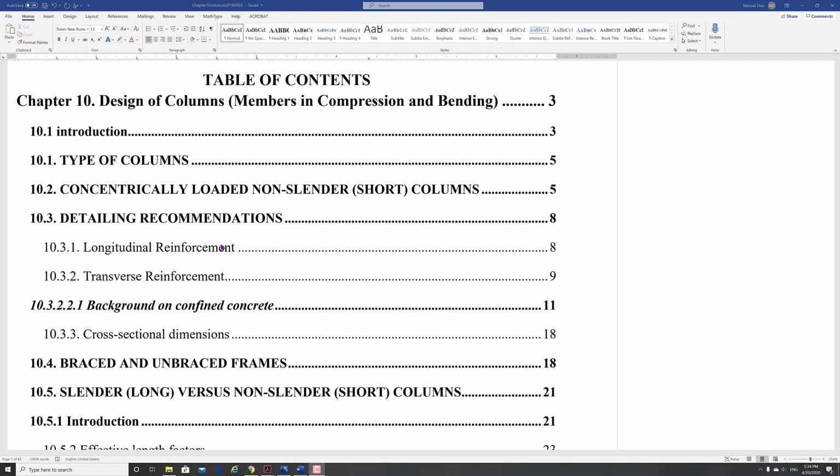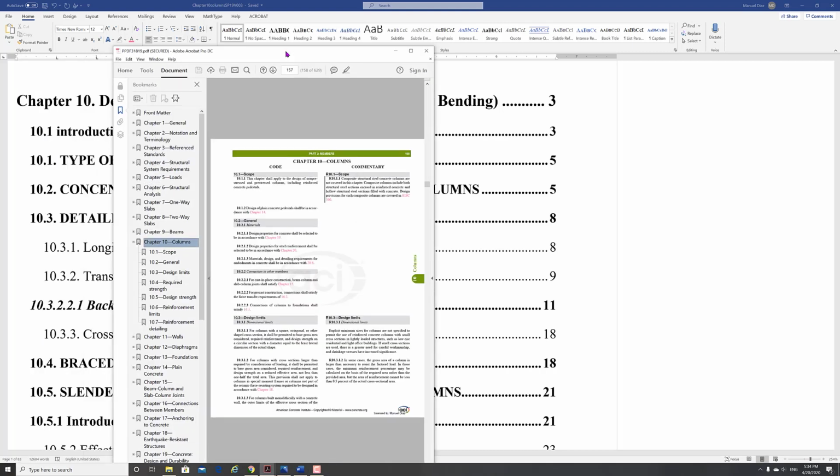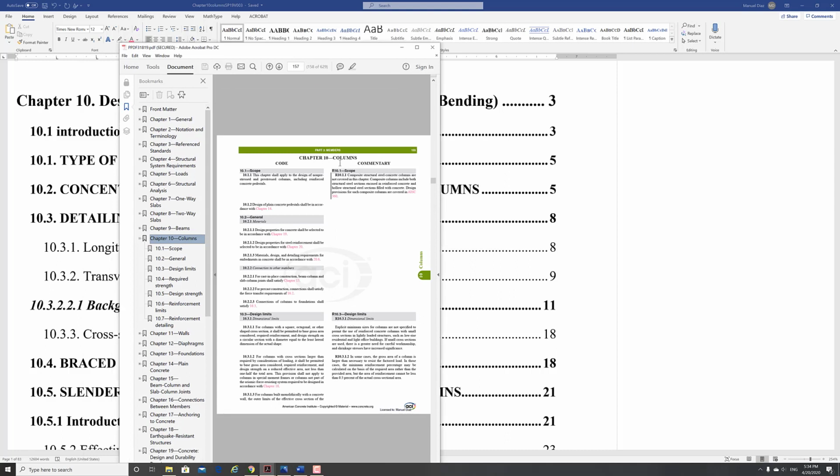Okay, so we are going to start the design of columns, so chapter 10. And this also matches your ACI code. ACI code columns is 10. But remember, this is kind of the basic guidance for columns.